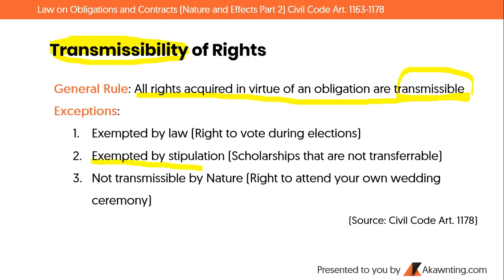Number 2 naman, exempted by stipulation. So, for example, naka-receive ka ng scholarship. However, the provision of the scholarship is that, kumbaga, ikaw lang pwedeng makaklaim nun. Hindi mo pwedeng i-transfer yun sa iba. So, it is exempted therefore by stipulation. And lastly, not transmissible, okay, by the very nature of the obligation, by the very nature of the right. So, for example, your right to attend your own wedding ceremony. So, by nature, hindi ka pwedeng proxyhan dito. For example, ikaw yung groom, okay, tatawagin mo yung kaibigan mo bilang maging proxy. So, ikaw ba naman gusto mo, you may kiss the bride, so yung kaibigan mo hahalik dun sa asawa mo, and vice versa, syempre hindi.